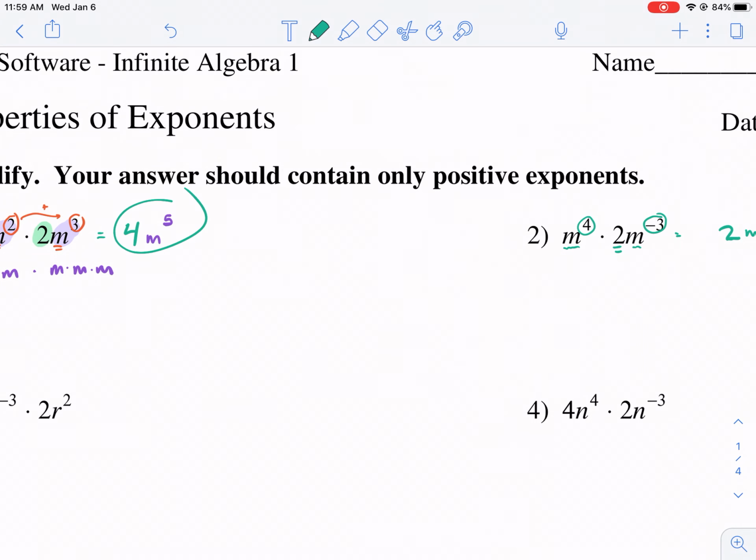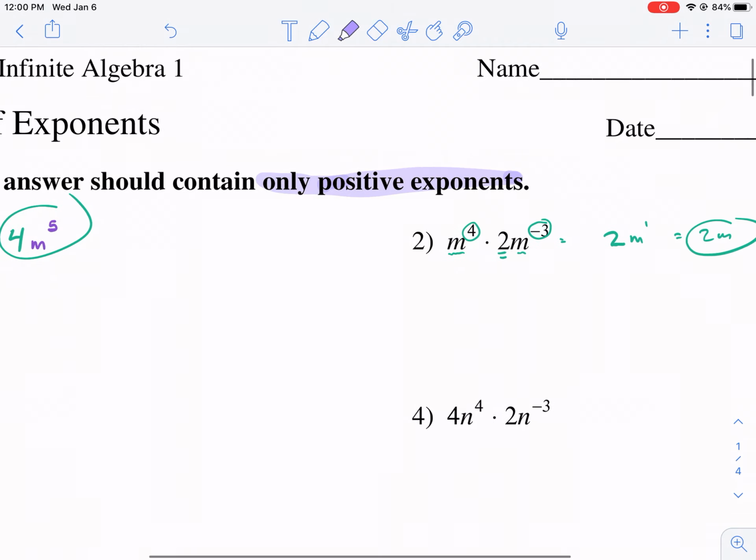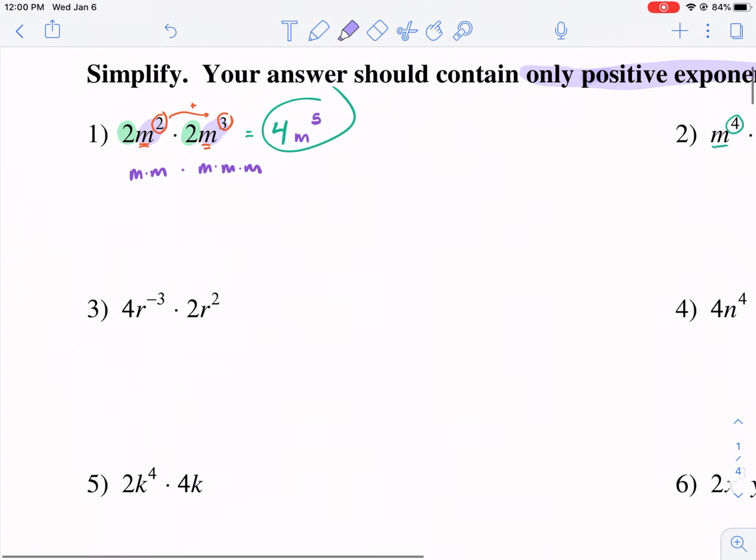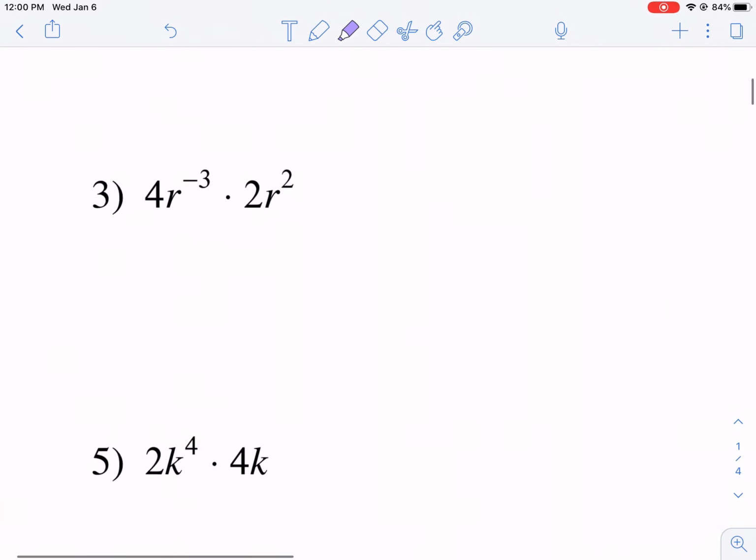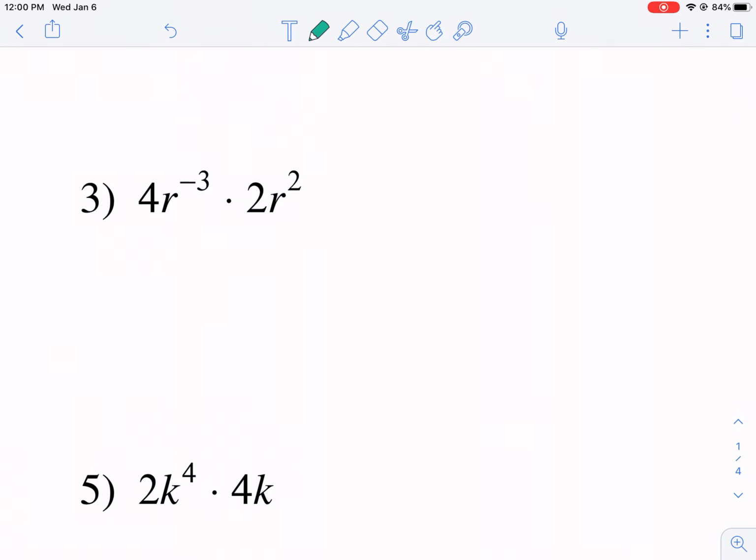All right. Now we're getting a little more difficult because here's a big clue: we're only supposed to be using positive exponents. So far, we only had positive exponents, but let's see what happens as we get a little more complex. Here we have 4 and 2. We're going to multiply these coefficients together first. 4 and 2, 8. Then we have r to the negative 3 times r squared. Powers rule: negative 3 plus 2 equals negative 1.